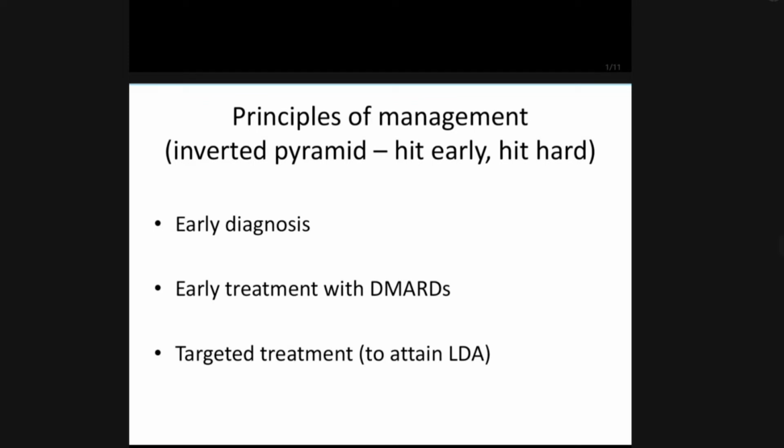Principles of management. In the previous criteria of 1987, we used to follow a gradual upgrading of the treatment, which was called a pyramid. Now, in the new criteria of 2010, we follow an inverted pyramid in which we attack the disease early and we attack it hard, and gradually scale it down to bring remission in the patient with the least amount of medicines.